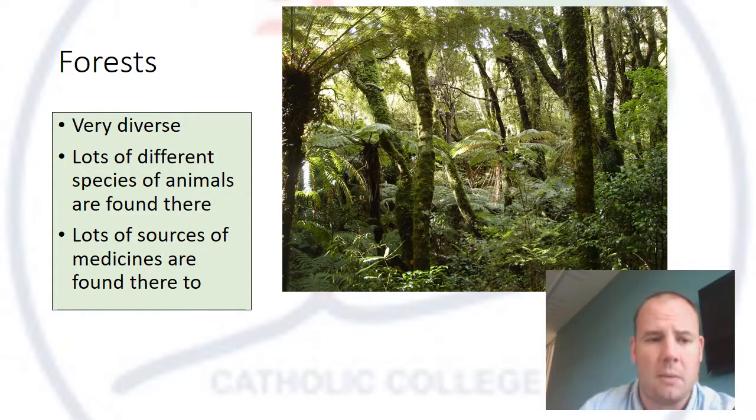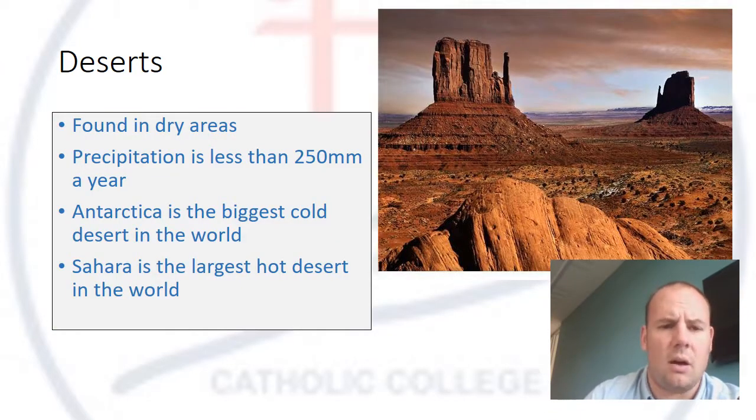The first biome is forests. Like I said, they're very diverse. Some forests are tropical, some are deciduous. We'll look at what that means later on. They have lots of species of animals and plants there, so much so that there's even medicines found there too. A lot of our medicines actually come from rainforests. So forests are very, very important. Different types of forests.